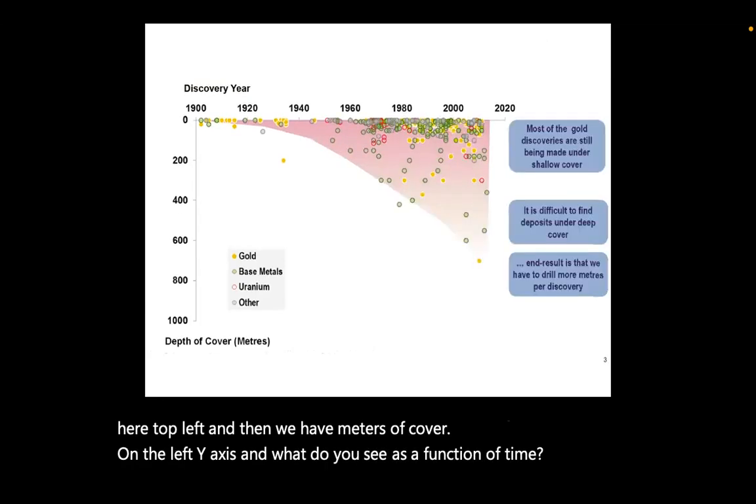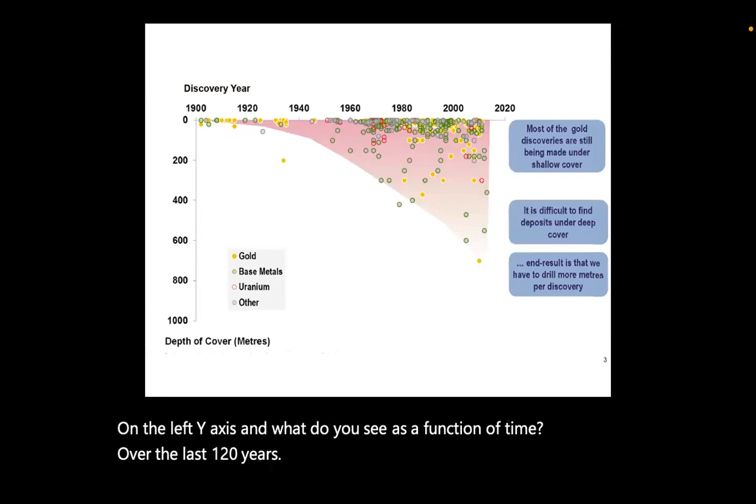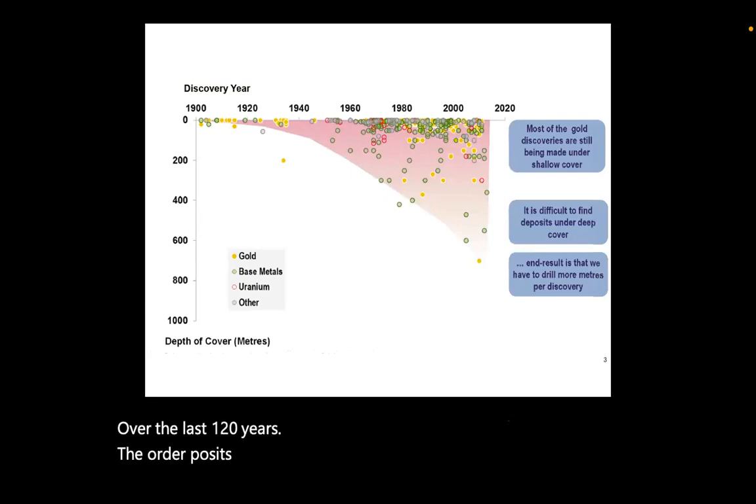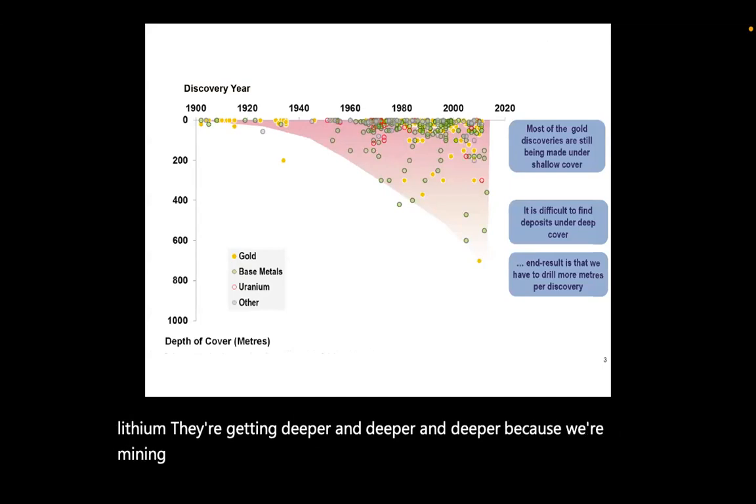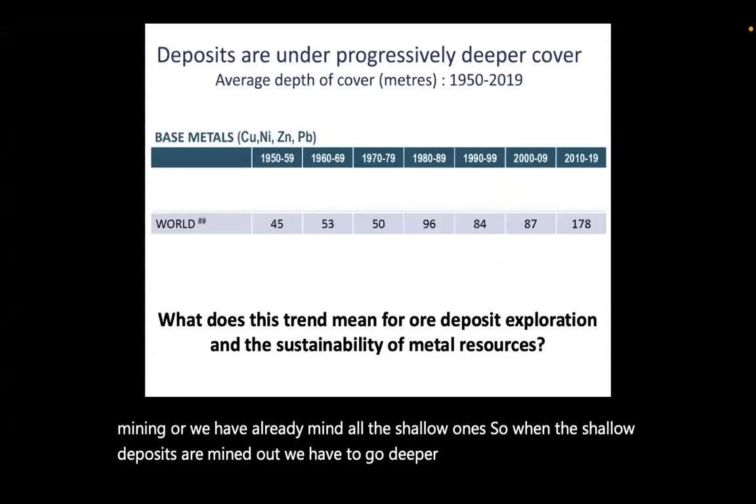Over the last 120 years, the ore deposits that we find, copper, gold, tin, silver, rare earth elements, lithium, are getting deeper and deeper because we have already mined all the shallow ones. So when the shallow deposits are mined out, we have to go deeper. Now, what does that mean, right?